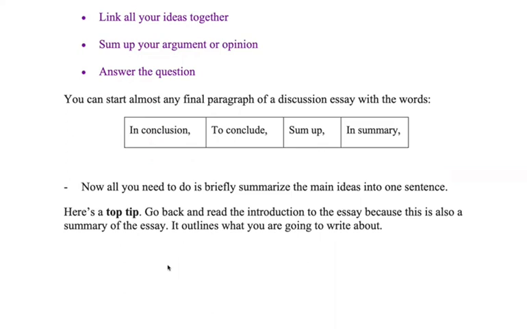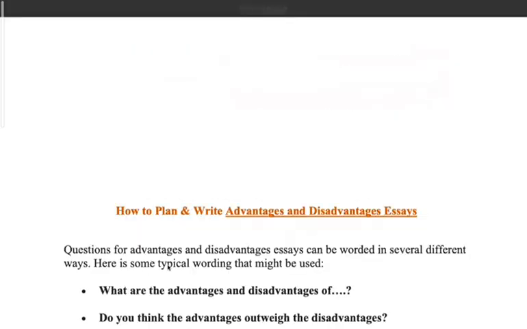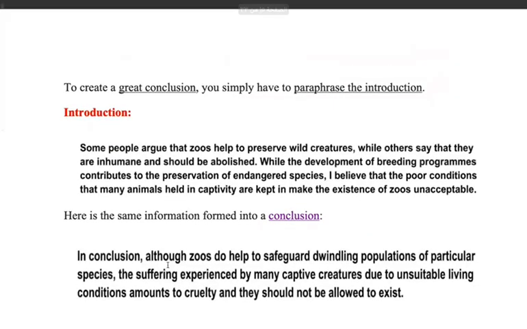Here is a top tip. Go back and read the introduction, just to make it easy for you, okay? It is a top tip for you, to be honest. Go back and read the introduction to the essay, because this is also a summary of the essay. So it outlines what you are going to write about. So to create a good conclusion, you simply have to paraphrase the introduction.